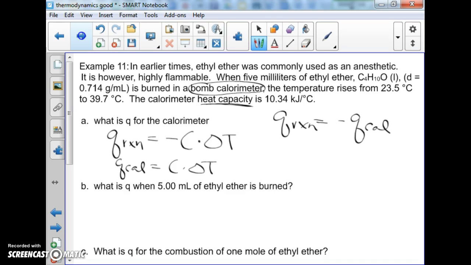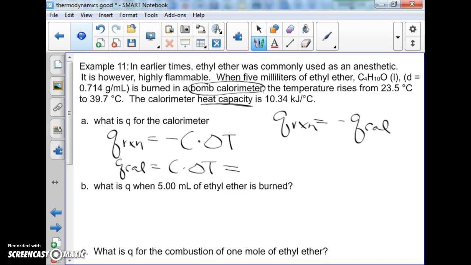So if you know the sign of one, you know the opposite sign would be true. If one's positive, then the other one's negative. If my reaction is positive, then my calorimeter would come out negative. If my calorimeter is positive, my reaction would be negative. So it's asking us to solve for calorimeter, so we're going to do that. And notice I no longer have a negative symbol in there.